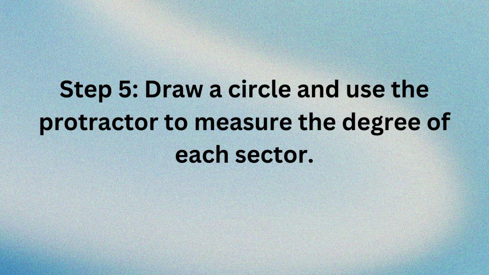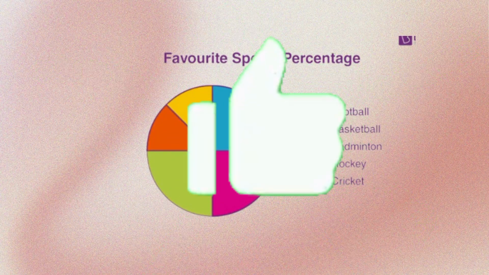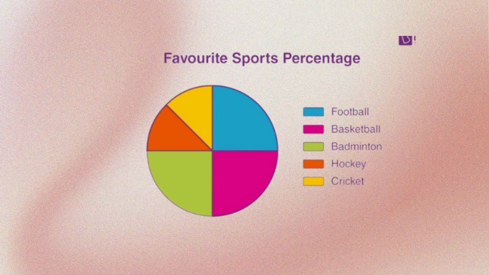And step 5: draw a circle and use a protractor to measure the degree of each sector. Let us take an example of a pie chart with an explanation here to understand the concept in a better way. And show the image. Favorite sport percentage: football, basketball, badminton, hockey, cricket. All the slices show the percentage of the favorite game.